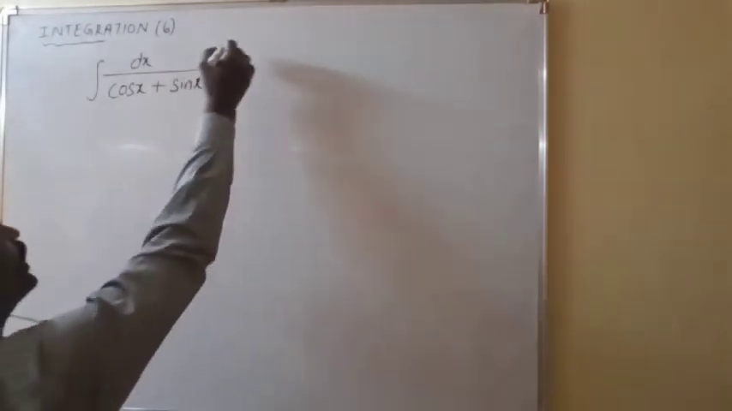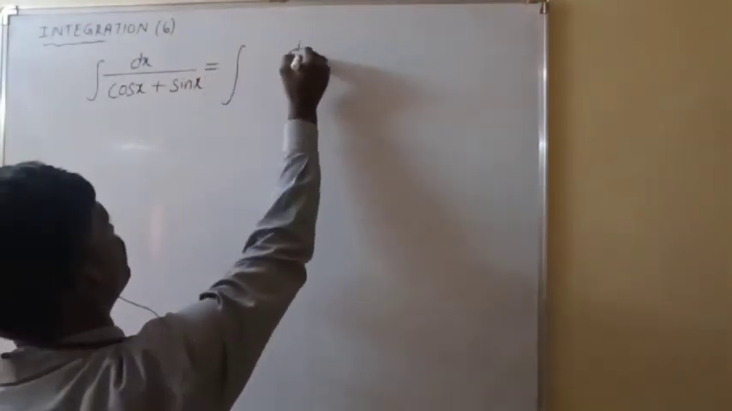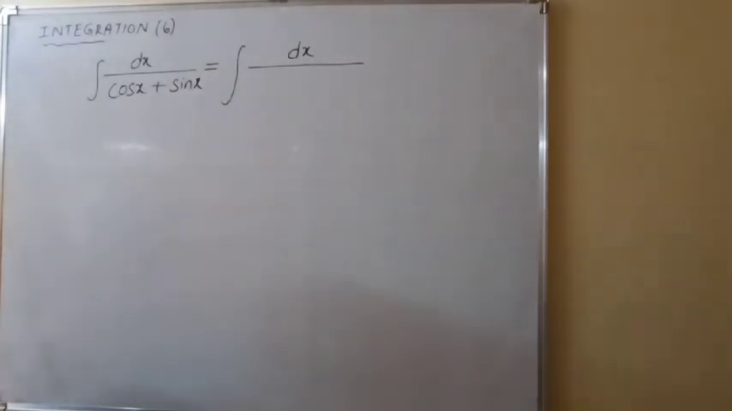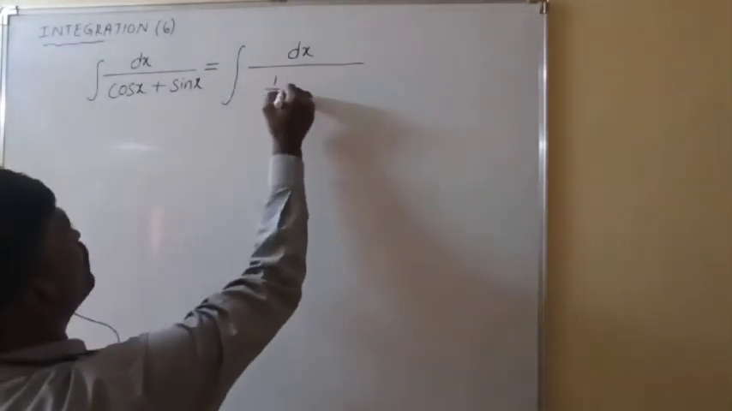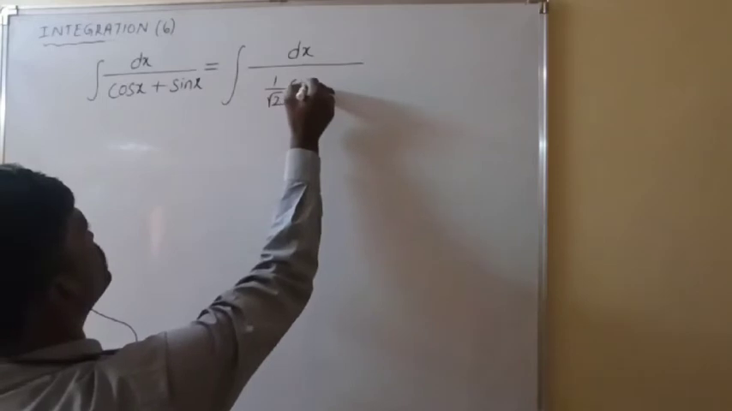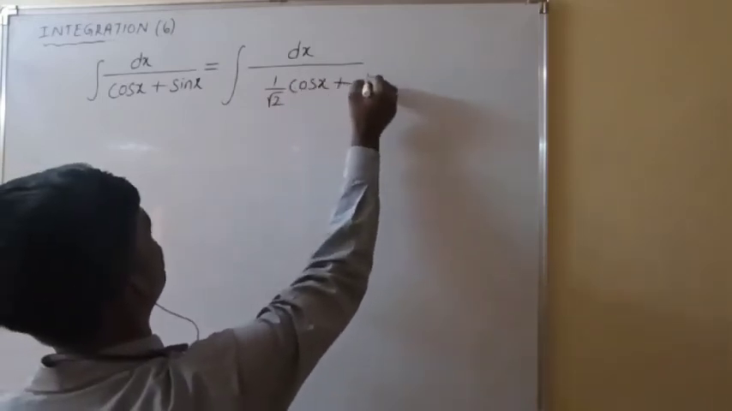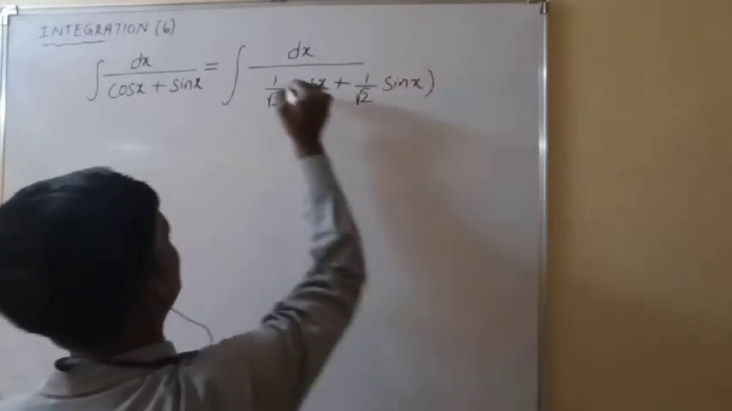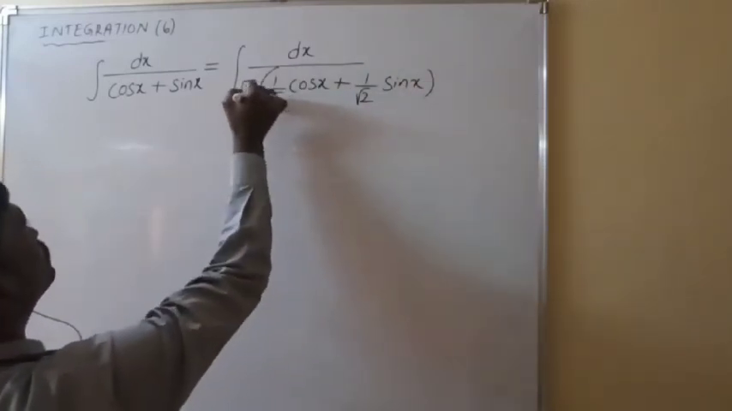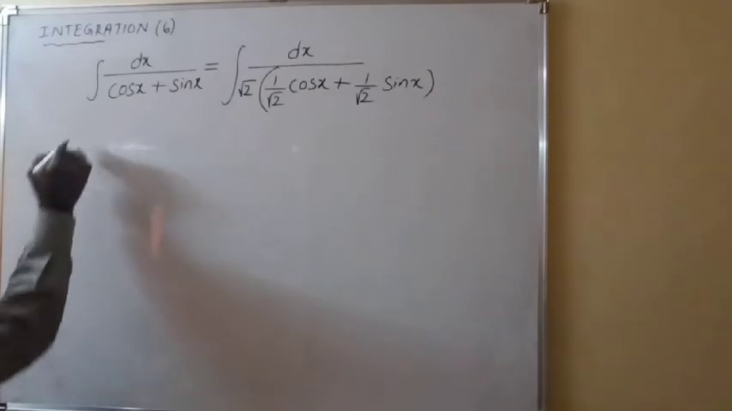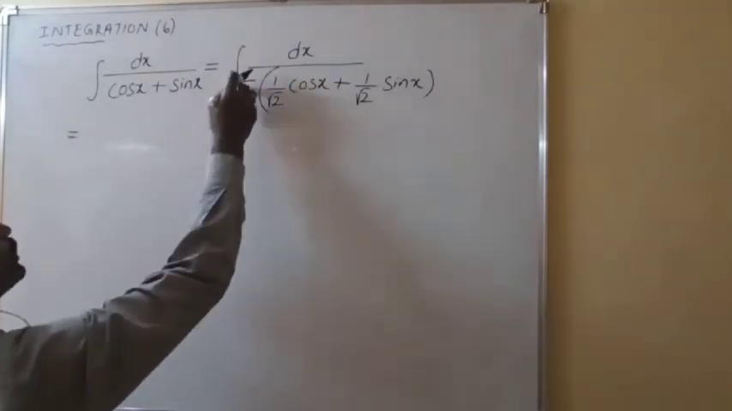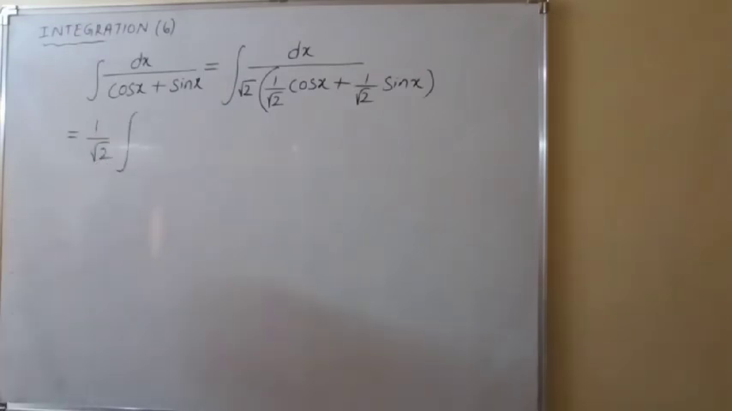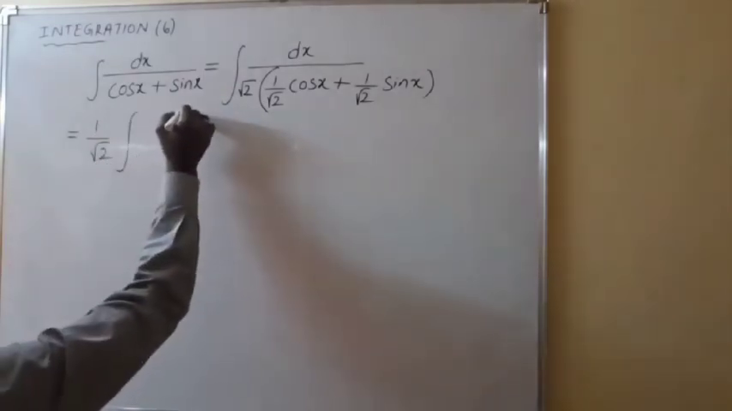So that means we have to first divide with root 2 and then multiply with root 2 to the denominator. So if we divide with root 2, what do you get? 1 by root 2 into cos x plus 1 by root 2 into sin x, whole term into root 2. Okay. So 1 upon root 2 is a constant. Take it outside of the integration. So 1 by root 2 into integral dx by.